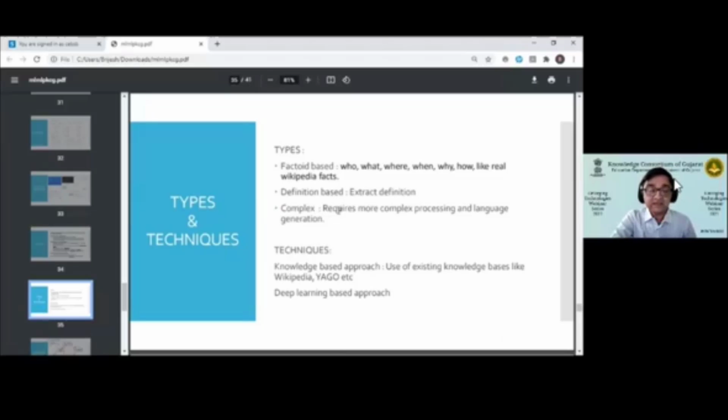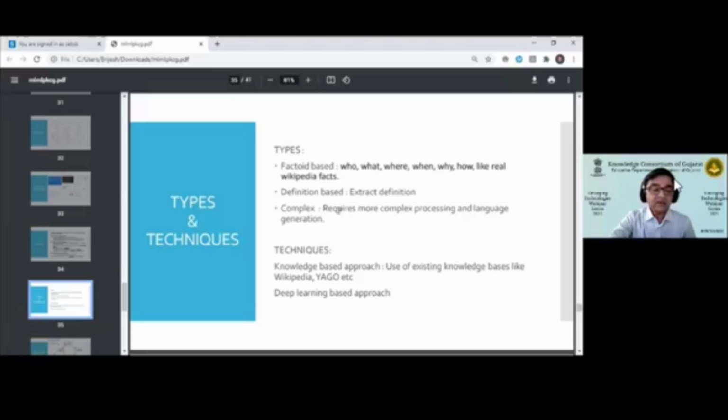Or there are complex question answers where you need to process language, and also sometimes you need to generate, because the answer does not lie in one sentence or one phrase. You need to look at the entire paragraph and construct the answer. The kind of things that we do in reading comprehension. When we read a paragraph and we are answering the question, sometimes the answer is directly there in the sentence, but sometimes you need to construct the sentence also. So this is an example of complex question answering.